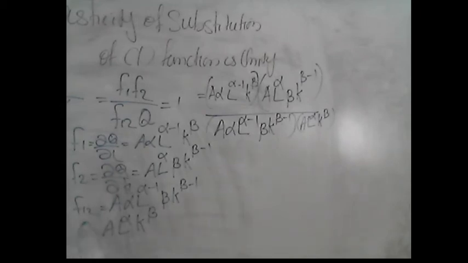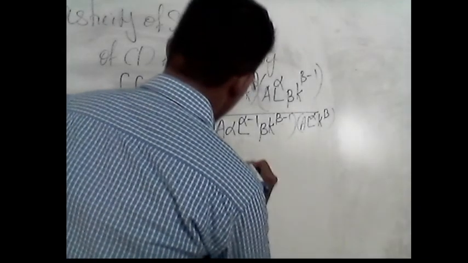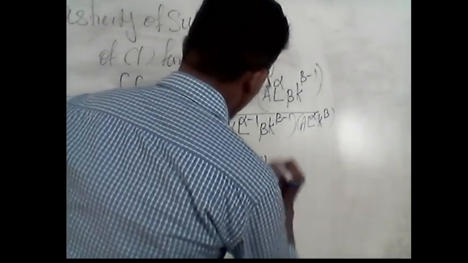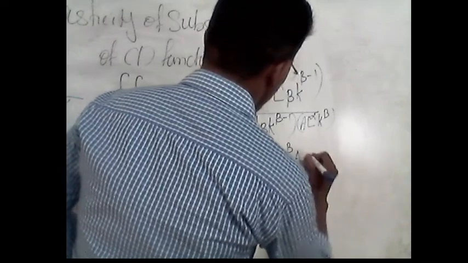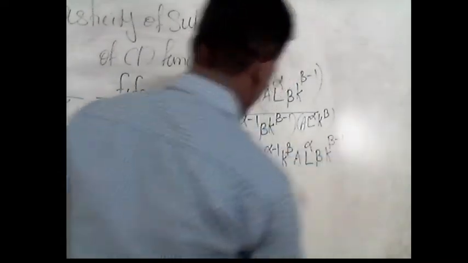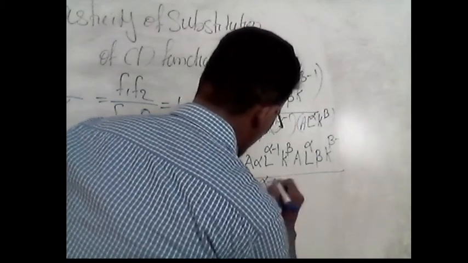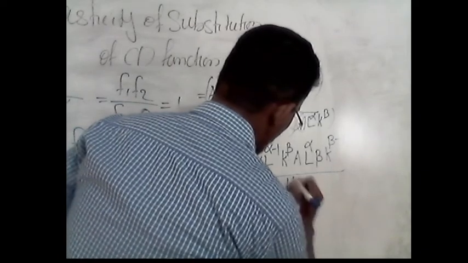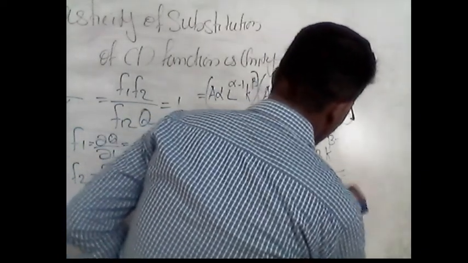AL raised to alpha and K raised to beta. This can be rearranged. That is, eta is equal to A alpha L raised to alpha minus 1 K raised to beta, A L raised to alpha beta K raised to beta minus 1, the whole divided by A alpha L raised to alpha minus 1 beta K raised to beta minus 1 A L raised to alpha K raised to beta.